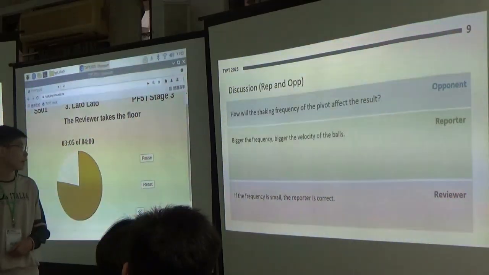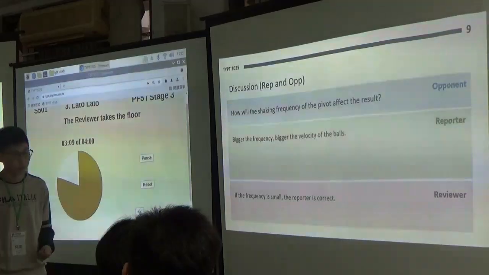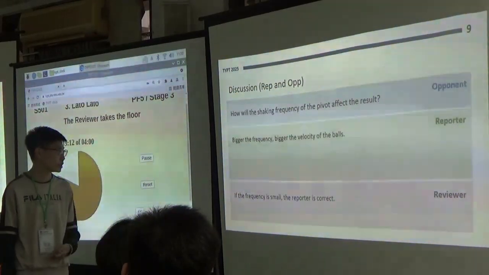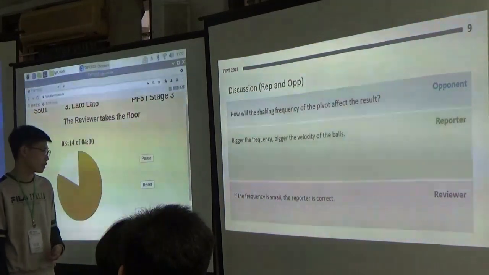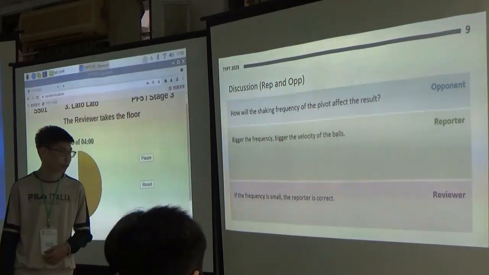The opponent asks, how will the shaking frequency of the pivot affect the results? The reporter replied, the bigger the frequency, the bigger the velocity of the ball. The reviewer answers, if the frequency is small, the reporter is correct.